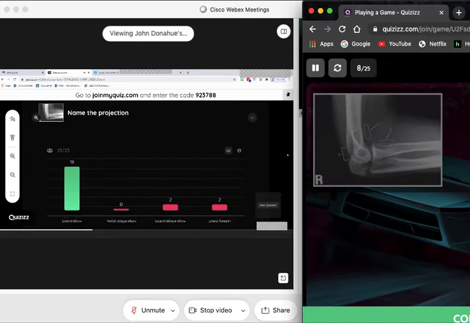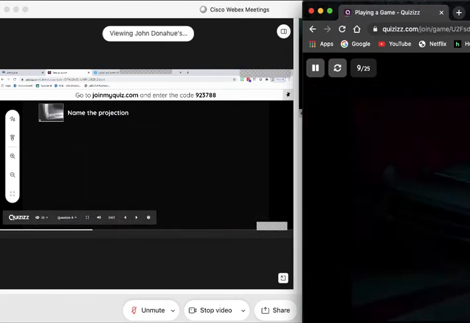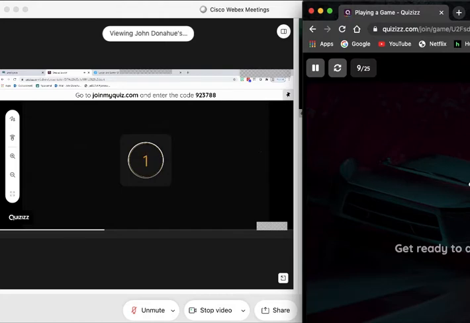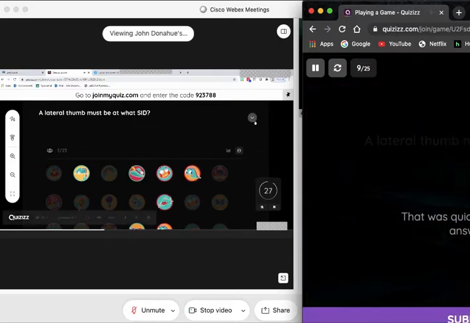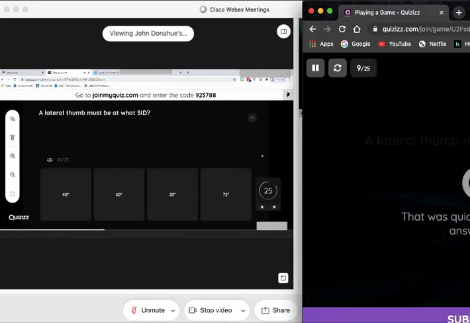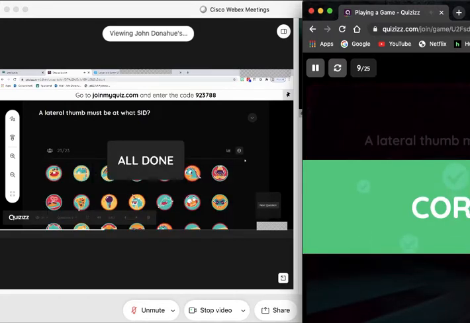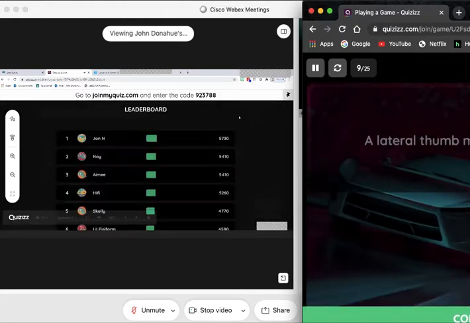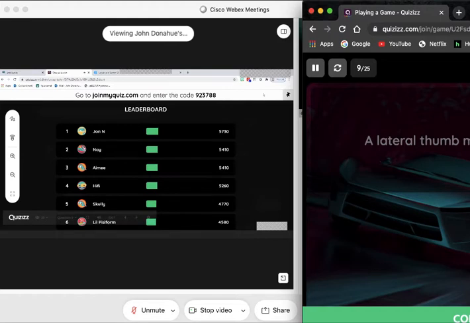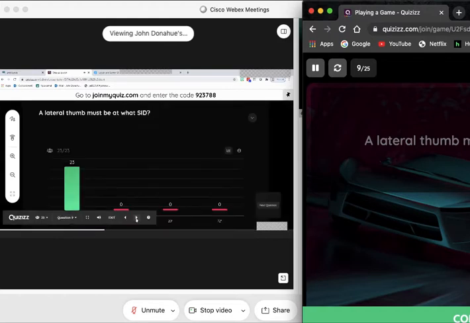Remember, it will not be a forearm unless we see forearm all the way to the wrist. It's only the elbow. It's going to be a lateral elbow. A lateral thumb must be at what SID? Okay, y'all are fast on that one. It's 40-inch SID. Everything we've talked about this entire chapter is 40-inch SID. Everyone got that right. Thank goodness. Good.